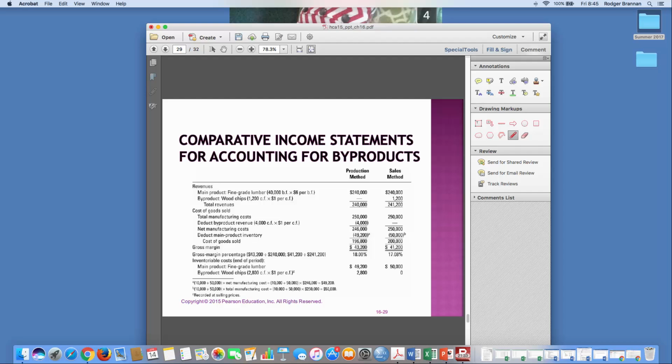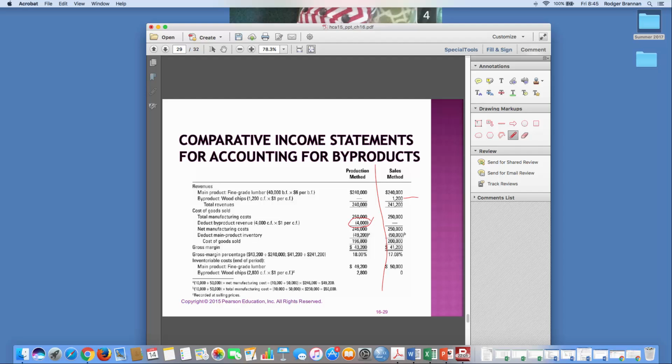Now, there are two different methods I can use to account for byproducts. The simplest method is to simply add it as additional revenue. If I sell 1,200 cubic feet of wood chips at $1 per cubic foot, just add it to my overall sales revenue, and everything else is more or less the same. That's what's called the sales method. It's fairly simple.